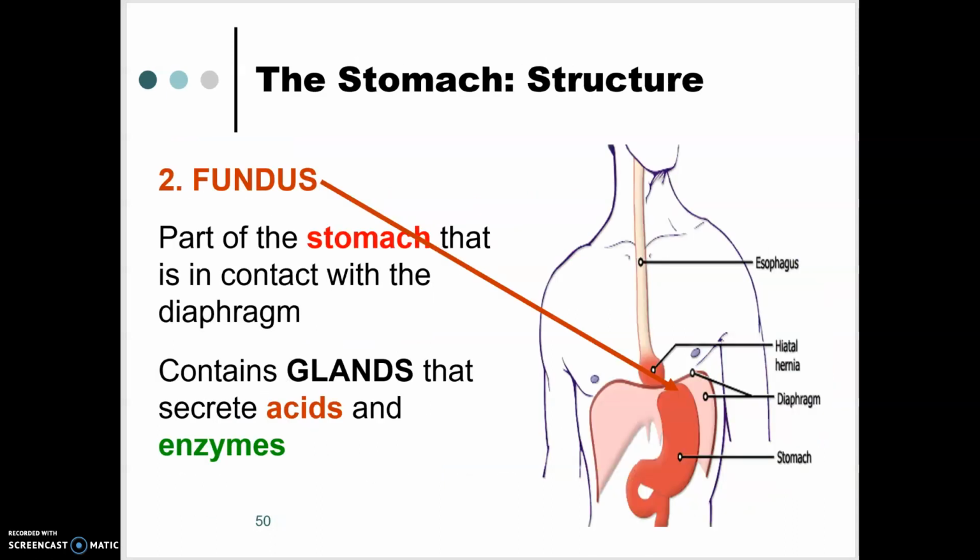Now the second part is the fundus, and the fundus, remember, is the very top part of the stomach next to the cardia. In this part of the stomach, it first of all is going to come in contact with the diaphragm, which of course is the muscle that helps aerate the lungs. In this part of the stomach we're going to see a lot of glands that secrete acids and enzymes, which will contribute to the chemical digestion that happens in the other parts of the stomach.